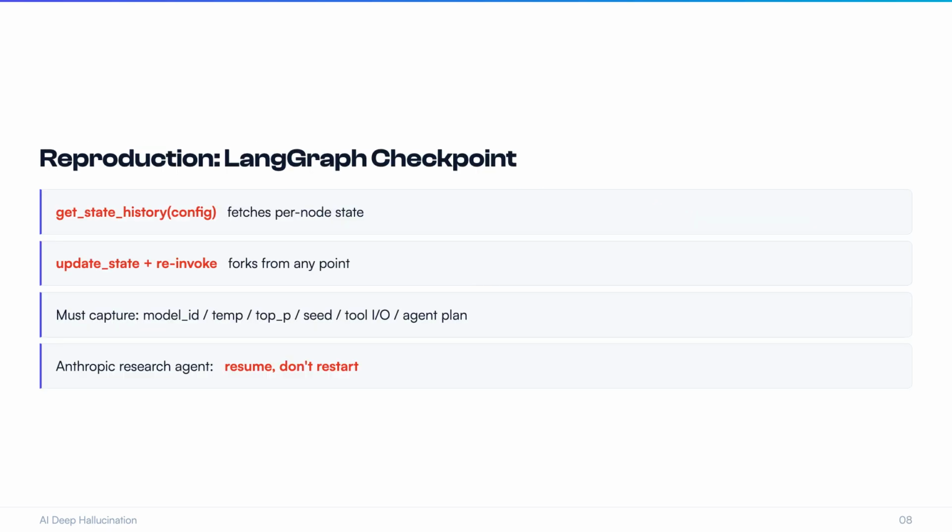Reproduction matters too. LangGraph has first-class checkpoint replay. Every node's state is persisted. Anthropic's own research agent says it explicitly: resume, don't restart. Restarting is expensive and makes users furious.